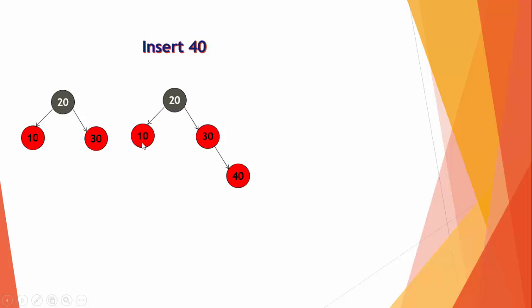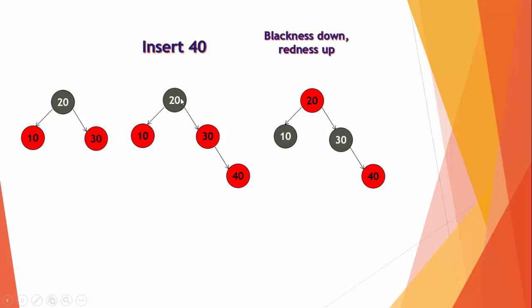also red. Here we need just to do a color change between the black color and the red color. Blackness goes down and redness goes up, as we see here. This was black, it becomes red, and these were red, they become black. Here the first condition is violated, or the second invariant is violated, because the root must be black, so we color the root with black.